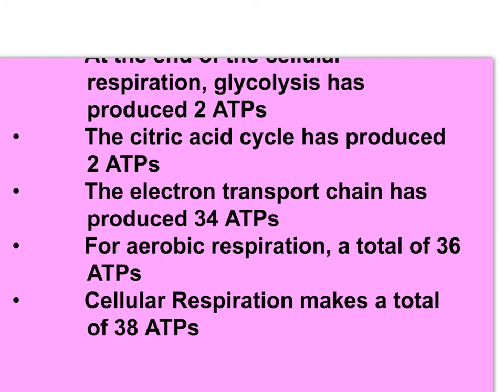So it's supposed to be at the end of cellular respiration. Glycolysis made 2 ATPs. Krebs cycle made 2, and then ETC made 32 to 34. You might see it as 32. And so aerobically, that would be 32.